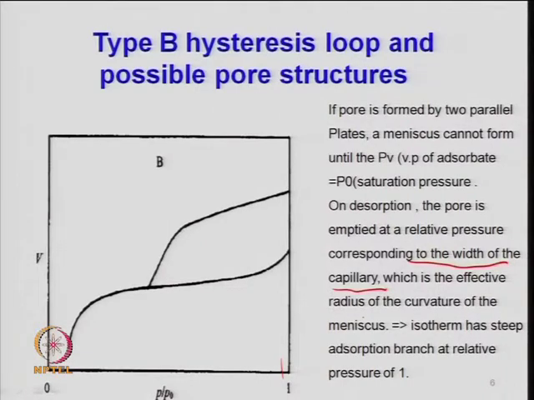So, this time the width of the capillary is equivalent to the equivalent radius of the capillary, not the gap. So, width of the capillary, which is the effective radius of the curvature of the meniscus. So, this simply results in the isotherm having steep adsorption at a relative pressure of 1 here, and the reason for the delayed desorption is that the meniscus formation is delayed. So, it goes to the saturation pressure, P by P0 equal to 1.